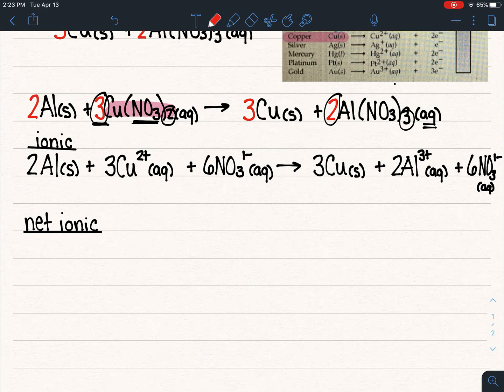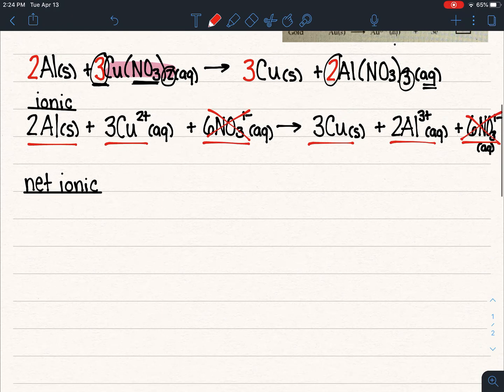Moving through, aluminum is solid on this side but aqueous on that side, so definitely involved in the reaction there. Copper is aqueous on this side, solid on that side, so again, definitely involved in the reaction. We have nitrate on this side in an ionic form, and nitrate on that side, also ionic, so we're going to go ahead and cancel those out. The net ionic equation then is just anything that we have left over.